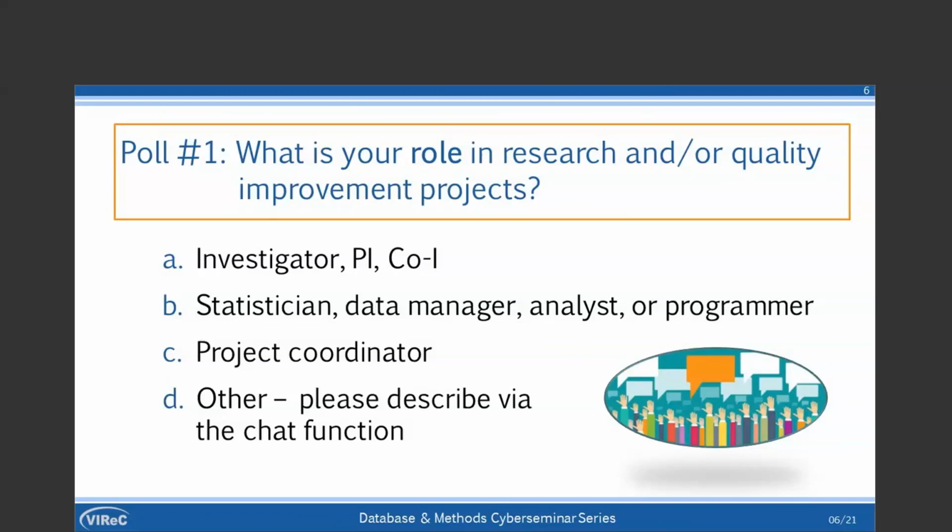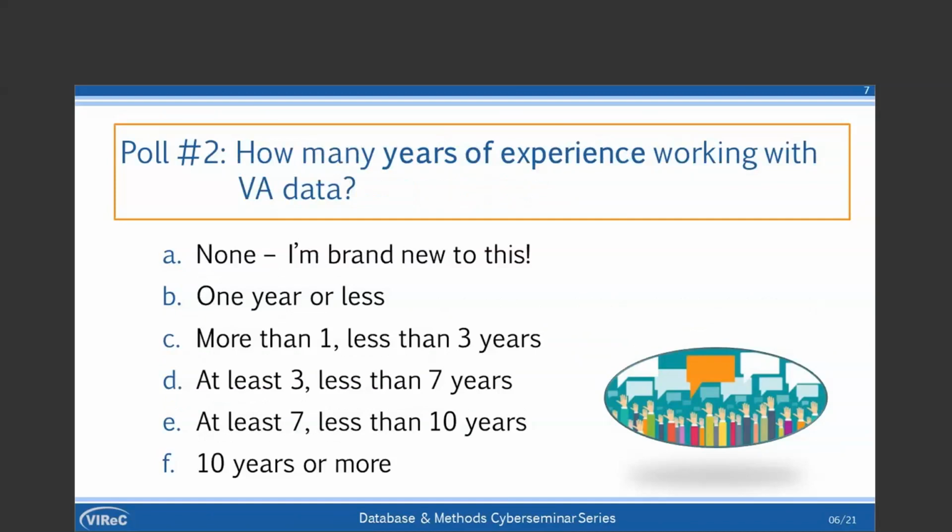The second question. How many years of experience do you have working with VA data? A, none. B, 1 year or less. C, more than one, but less than three. D, at least three, less than seven. E, at least seven, and less than 10. And F, 10 years or more. All right, the poll is now open. Our answers are coming in quite rapidly. I'll just let that run for a few more seconds before I close it out. Seems like everything has slowed down, so I'm going to go ahead and close that poll and share the results.